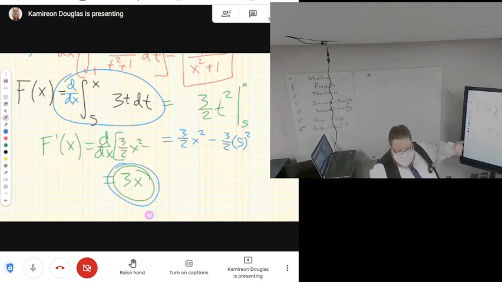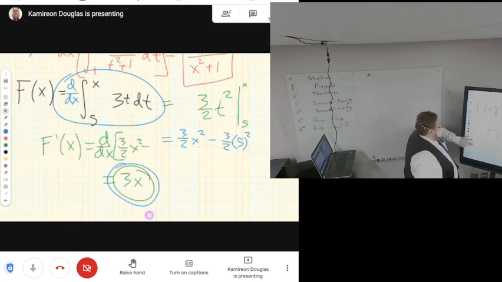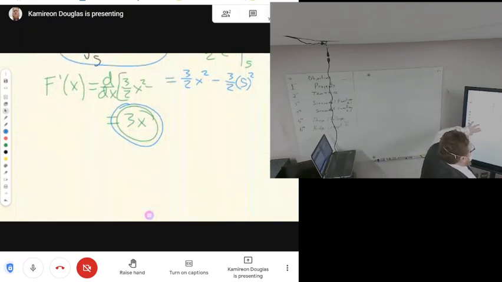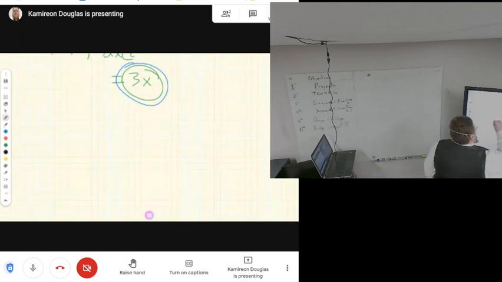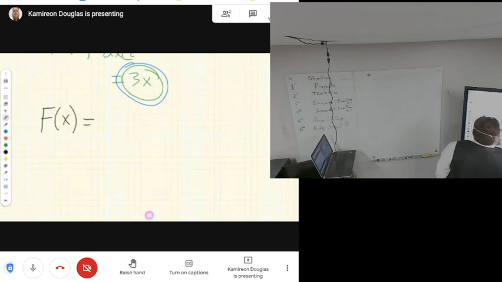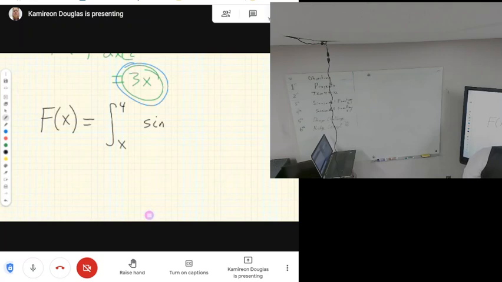Now, if the variable's in the wrong spot, we have to fix this using some of our properties from theorems 4.6, 4.7, 4.8, 4.9. Example. If I have, for instance, f of x equal to the integral from x to 4 of sine of x.